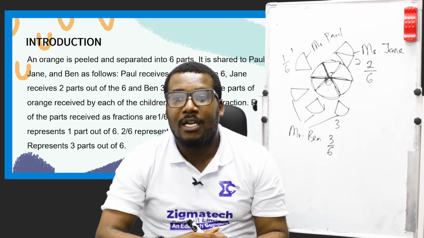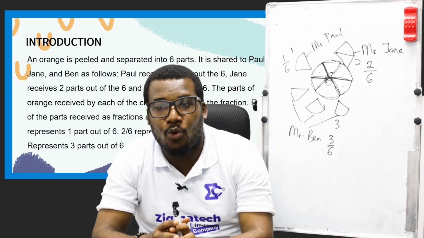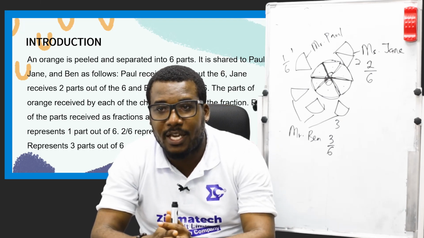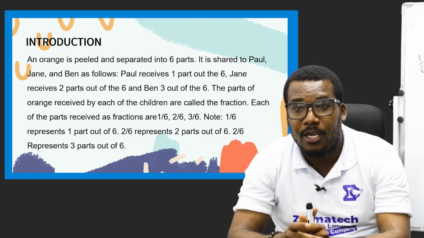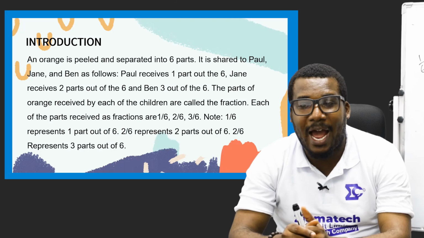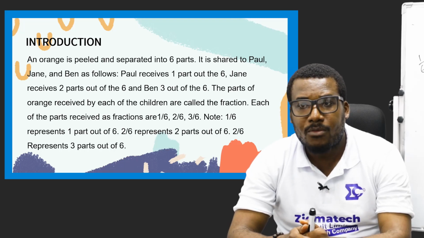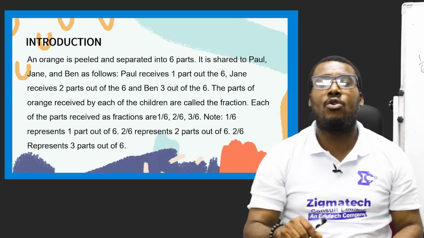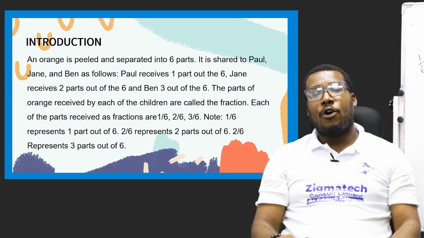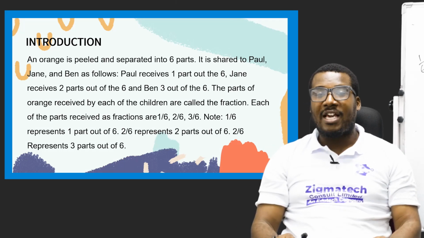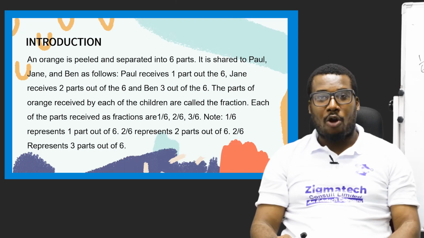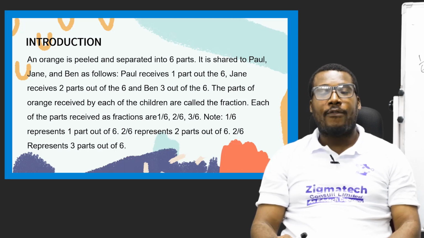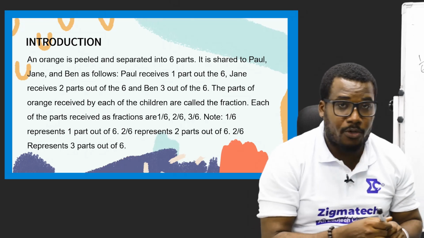Note, 1 over 6 represents 1 part out of 6, 2 over 6 represents 2 parts out of 6, and 3 over 6 represents 3 out of 6. You must always understand how to follow up the sharing formula so you don't make any mistakes, because if you miss one number you get the whole calculation wrong. This is where addition of fractions comes into play.